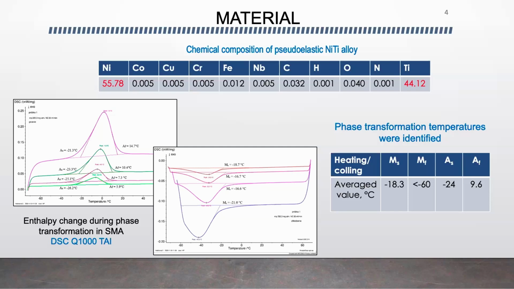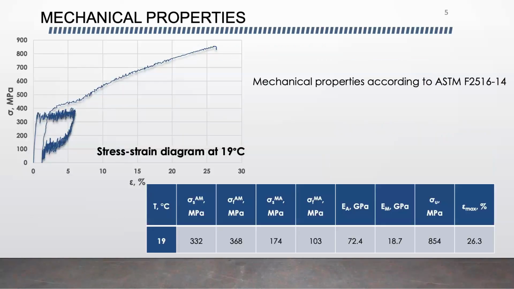The temperatures of forward and reverse phase transformation were studied using differential scanning calorimetry and estimated as follows. Af is 9.6 Celsius, which allows us to study this behavior at room temperature, near 20 Celsius. The chemical composition is also presented here: 55.8 of nickel and 44.1 titanium. Mechanical properties were estimated using the American standard F2516, and the following transformation stresses were obtained.